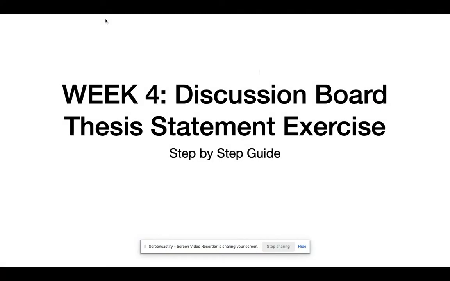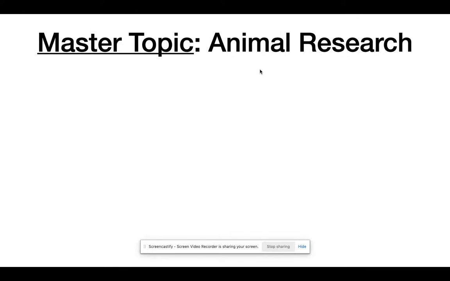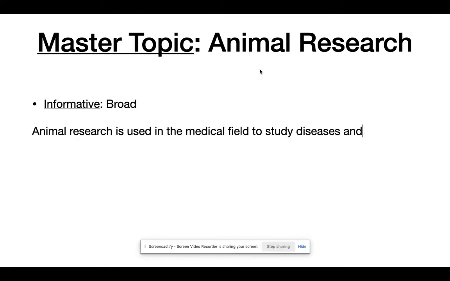So I just want to start with this step that the lectures are telling you about this week, which is to work with your master topic. So for example, I'm choosing animal research, and you're going to write 4 different, it's in a grid, but you can just do this as bullet points, but 4 different ways to look at your topic. So one way is as an informative topic.